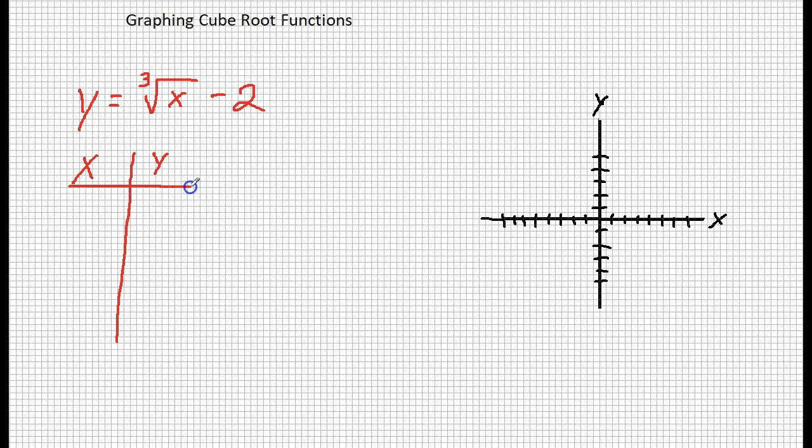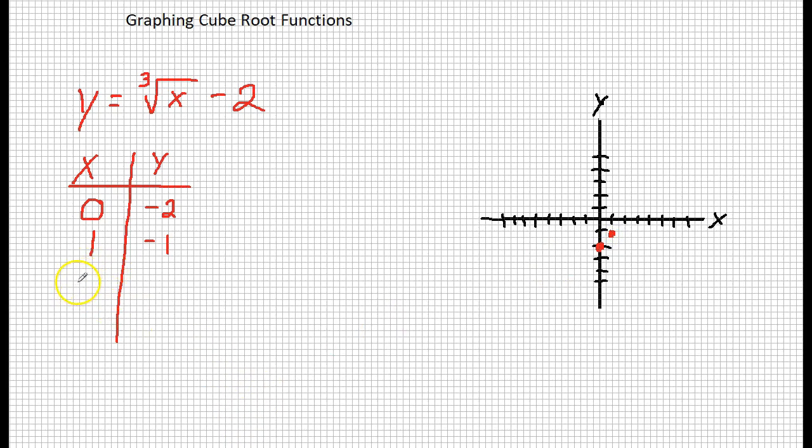Alright. Now, I am going to pick 0. Well, if I plugged in 0, the cube root of 0 is 0. 0 minus 2 is negative 2. So I have the point (0, -2). Alright, now the next perfect cube is 1. The cube root of 1 is 1. 1 minus 2 is negative 1. So 1, down to negative 1. Put a dot.